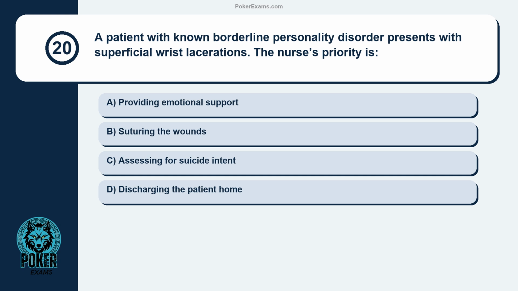Question 20. A patient with known borderline personality disorder presents with superficial wrist lacerations. The nurse's priority is providing emotional support, suturing the wounds, assessing for suicide intent, discharging the patient home.